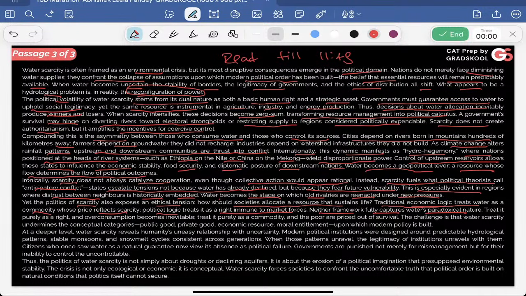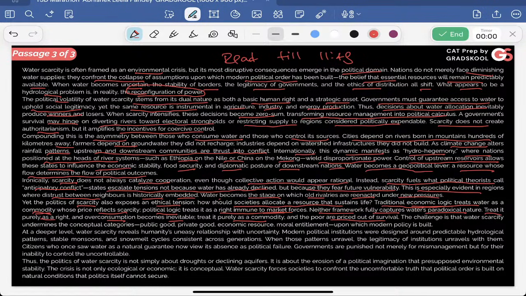Economic logic in which we see water as a commodity, and political logic where we see it as immune to market forces. So this is the paradoxical nature. Treat it purely as a right and overconsumption becomes inevitable. Treat it purely as a commodity and the poor are priced out of survival. Okay, so this is the paradox. If water is a right, then there might be overconsumption.